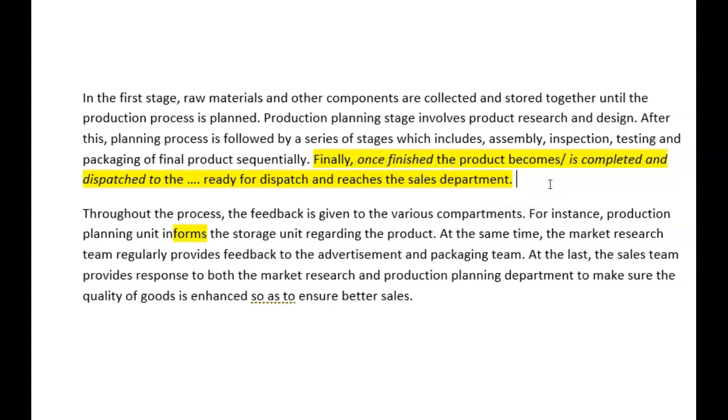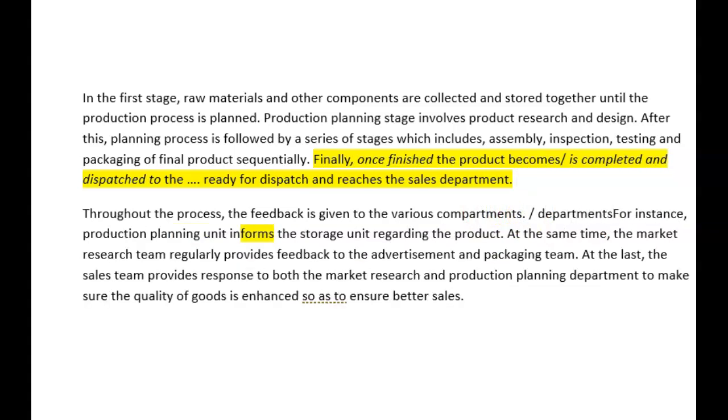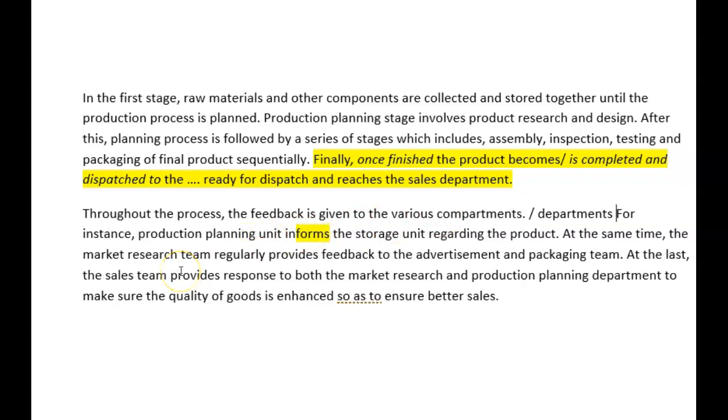Throughout the process, feedback, you don't need other, is given, nice passive there, to the various departments, not compartments. For instance, the production planning unit is informed. Okay, all right, no, because we've got a lot of passives there. The production planning unit informs the storage unit regarding the product. Okay, regarding what to do with the product. At the same time, the market research team regularly provides feedback to the development and packaging team.